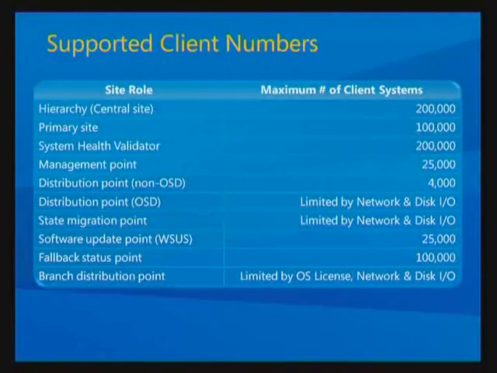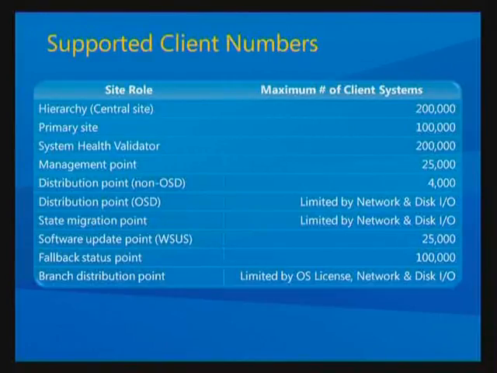If you use a Windows XP system as your branch DP, that's 10 connections. If you use a Windows Server OS as your branch DP, it's whatever number of licenses you have for that Windows Server. It could be hundreds, could be unlimited, whatever you have for your licensing. And then obviously it's disk and network and et cetera.